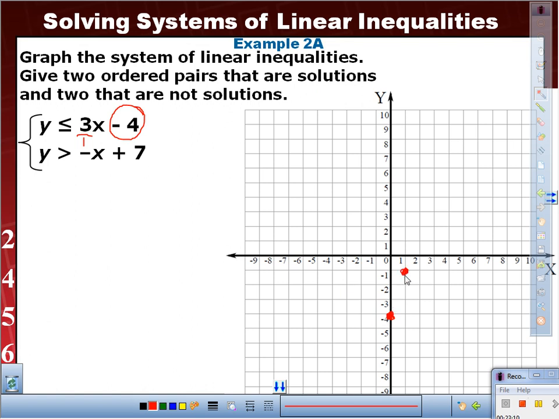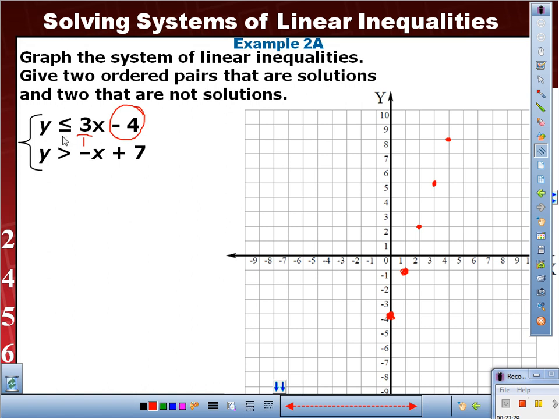Plot your point. Do it again. 1, 2, 3, 1 to the right. Plot your point. Do it again, and again. Plot your point. Graph your line.